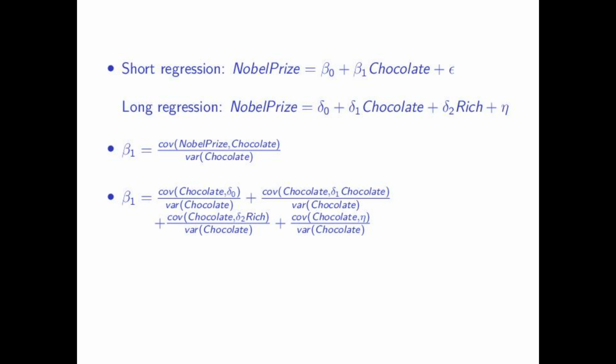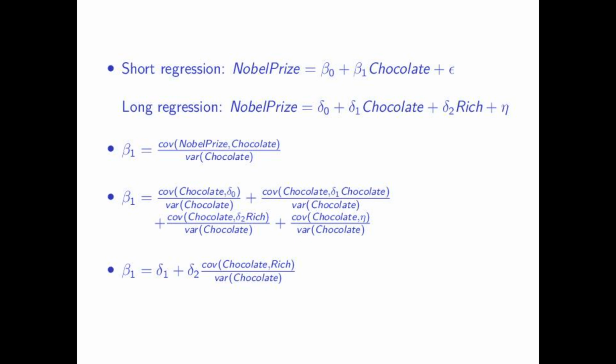Now, it becomes a bit easier if we do the fourth part first. We assume that the long regression is the true regression, the true causal process, so that eta and the variable chocolate consumption are unrelated. So that means that the covariance is 0, and thus the whole last term is 0. So what are we left with? Beta 1 is equal to delta 1 from the long regression plus delta 2 times the covariance between chocolate and rich divided by the variance of chocolate.